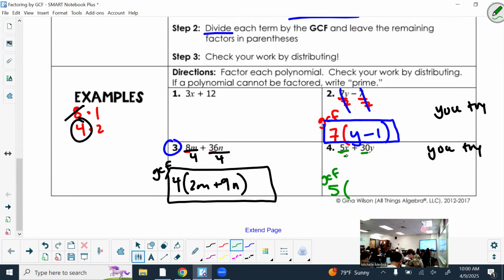Inside is what we get from dividing each term by the GCF. So the first one, the 5's cancel. I'm just left with an X. And then in the second term, table 4, what's 30y divided by 5?